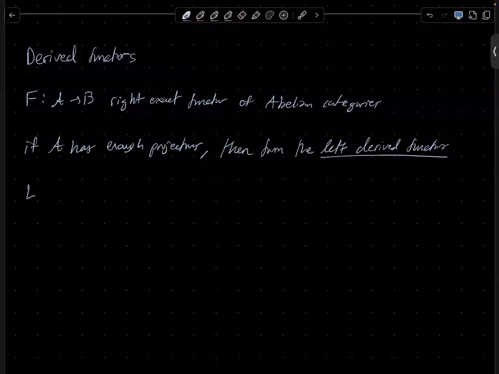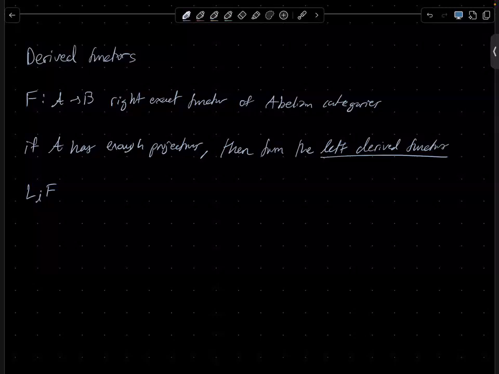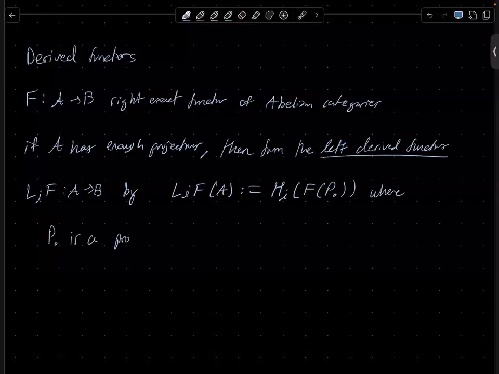So this is L sub i F, also going from A to B by the recipe. So this is L sub i F on A. That's by definition going to be the homology, H sub i of F applied to a projective resolution, where P bullet is a projective resolution.